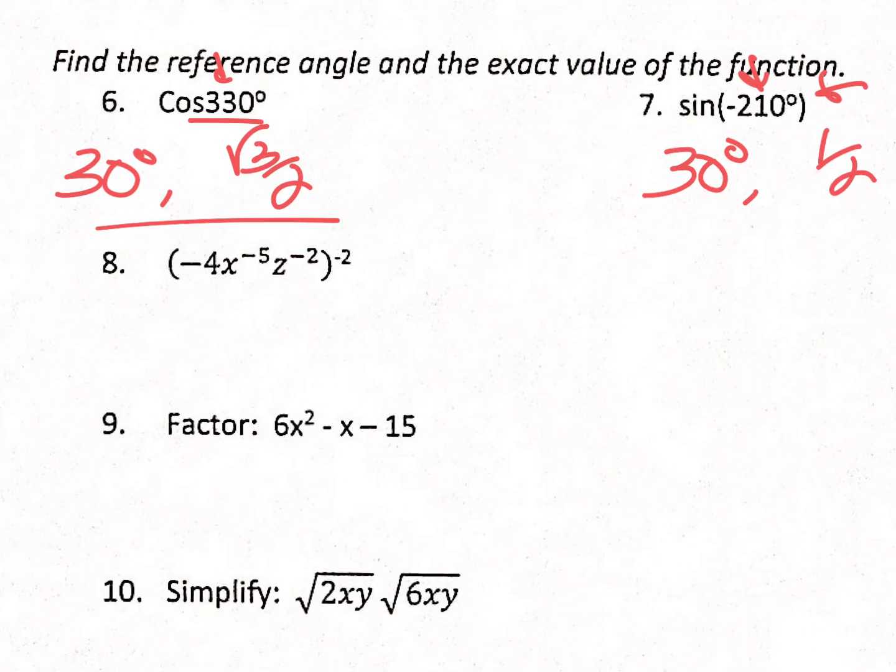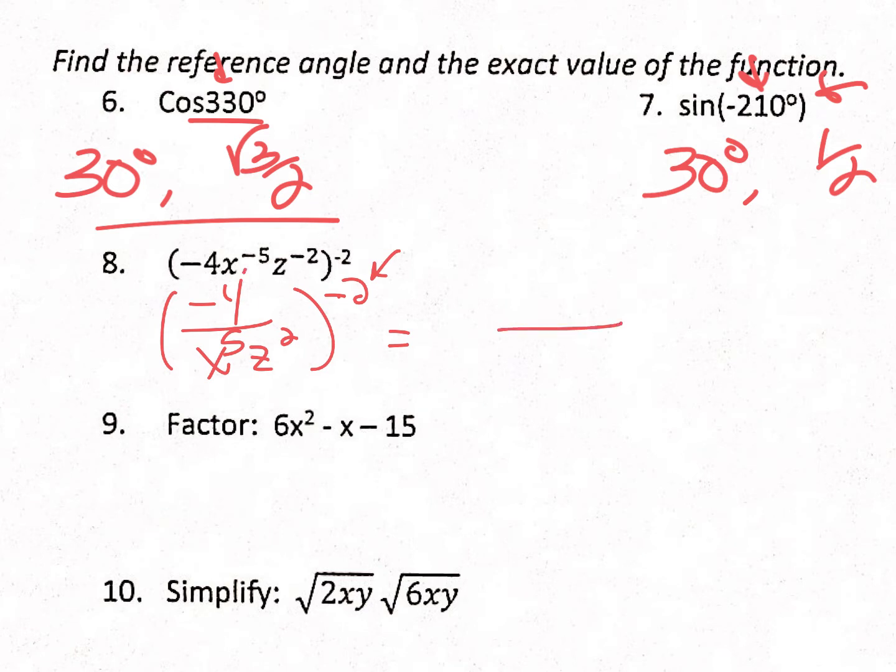Number 8, now we're starting a review. I would work inside the parentheses first. I'm flipping the x and the z because they have negative exponents. Don't flip the negative 4. Right now, the negative 2 is outside. I'm going to raise everything to the negative 2 power. Actually, let's do the 2 first. The 2 means I'm going to square everything. Okay, let's just do negative 2.